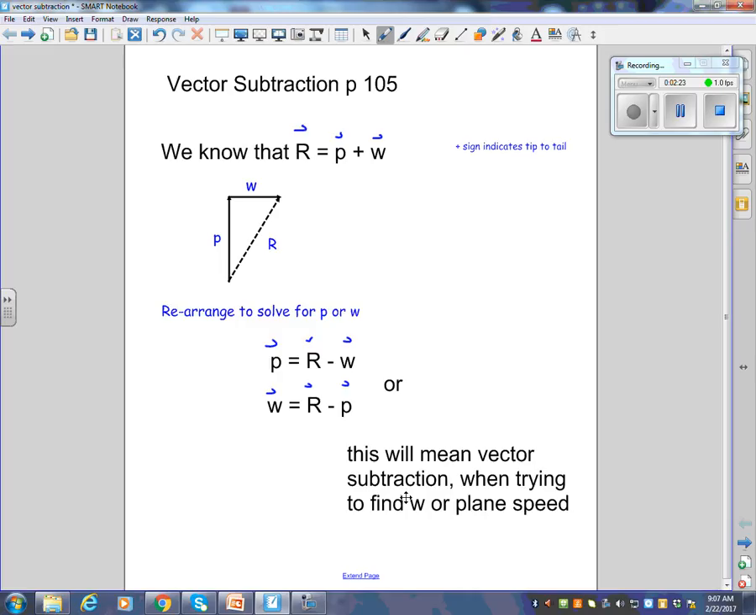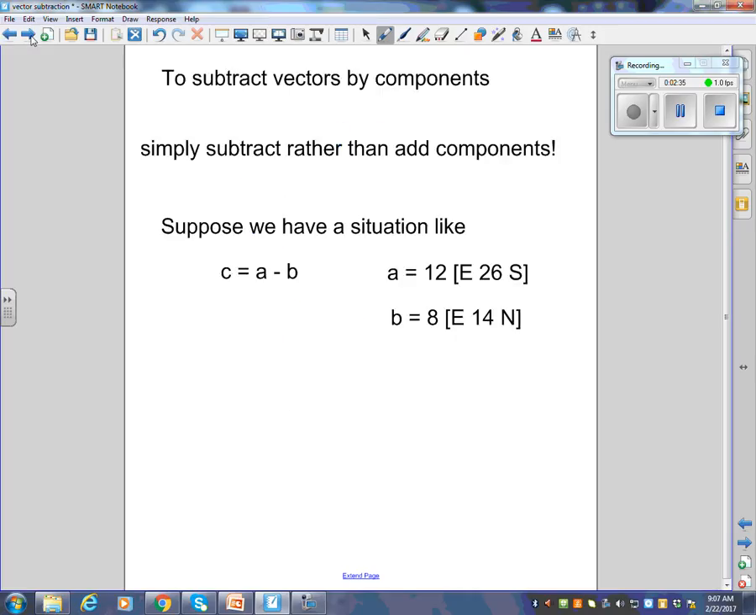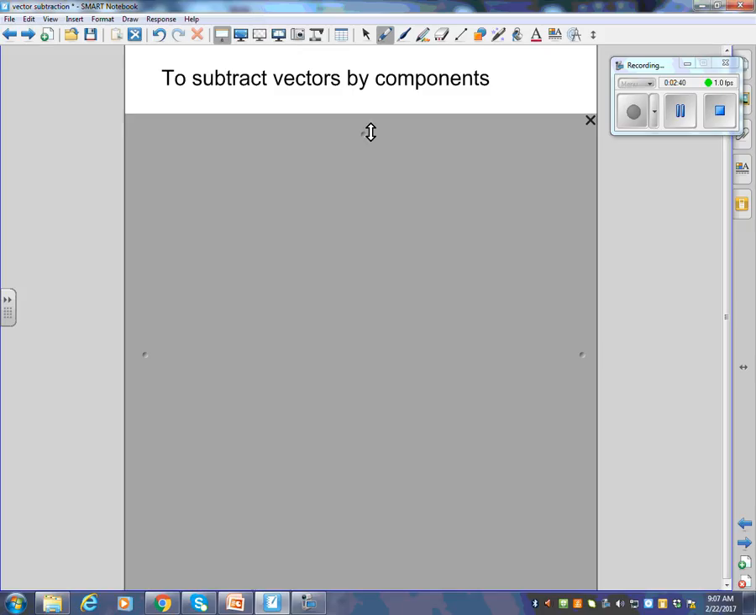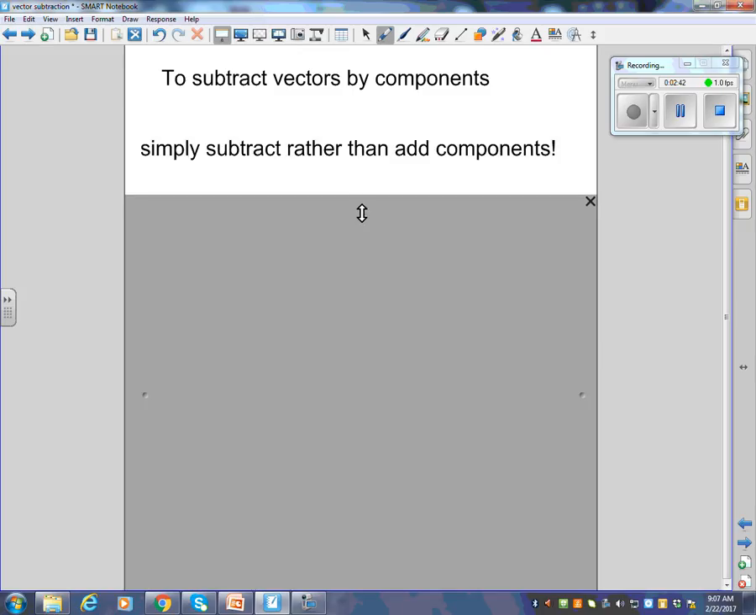Now, vector subtraction with components is incredibly easy. Remember how last year we had to flip things around and it was confusing? How are we going to do it here? To subtract vectors by components, you simply subtract instead of add. You should be able to do that. Oddly enough, people still get it wrong because they forget to. It's not the subtraction part they find hard, it's knowing to subtract.